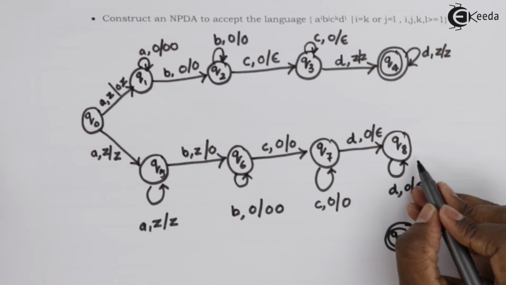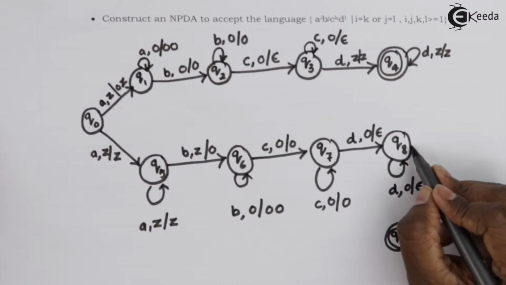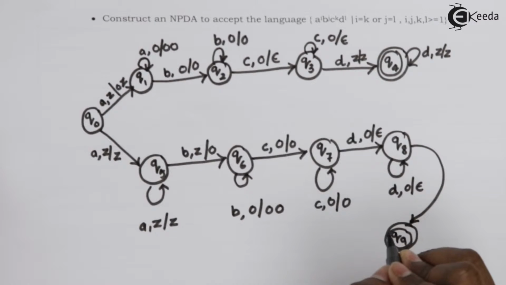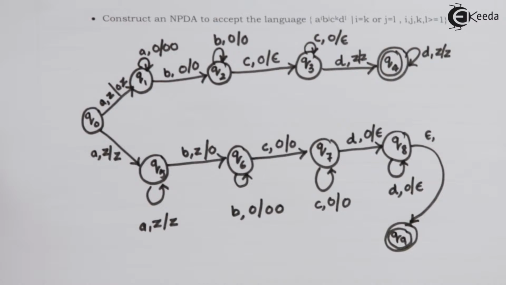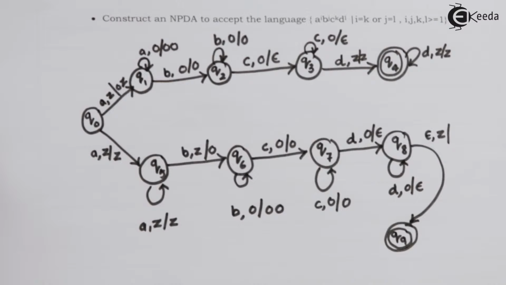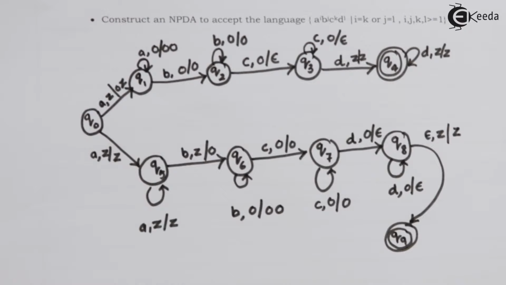We will have a transition from state Q8 to state Q9, when the end of the string is achieved, with the top of the stack as Z, keeping the top as it is. This completes the construction of the required NPDA. Now let us see the components and let us run a string.